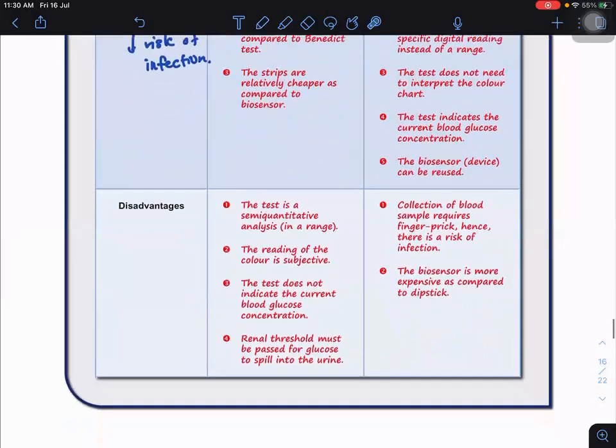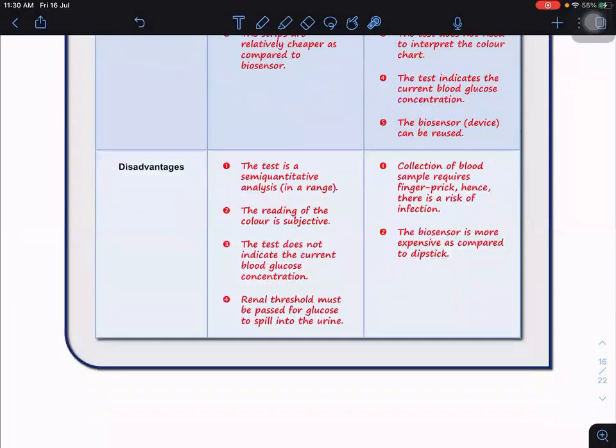But what are the disadvantages? The test is semi-quantitative, which means it gives us a range. It won't give us an exact value, okay? The reading of the color is subjective in this case, right? The way I read the color may be slightly different from yours, and the color may be in between the range. So we won't be able to judge. Let's say, for example, between 2 and 5%, then we won't be able to give a very exact value.